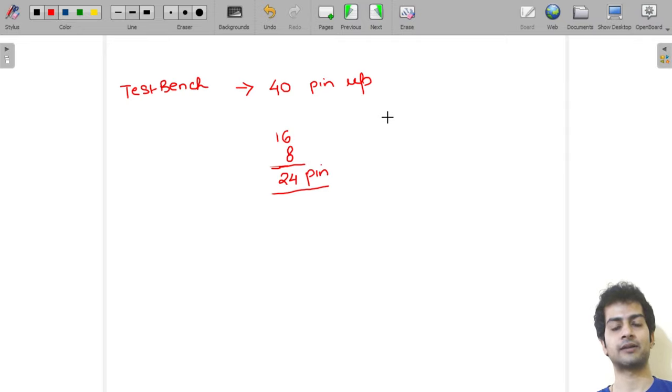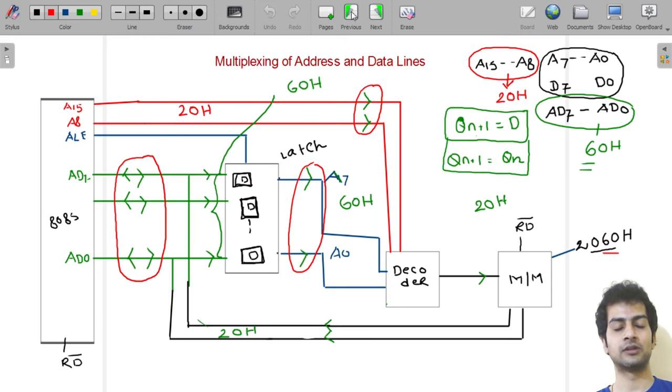But by multiplexing lower order address lines as data lines, we are achieving the same function by using only 16 pins. So here we have saved 8 pins, and we had to do this saving because the test bench available at that time could deal with only 40 pin microprocessors. So that was the requirement for multiplexing.